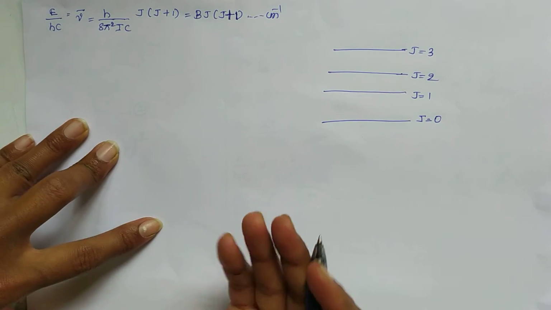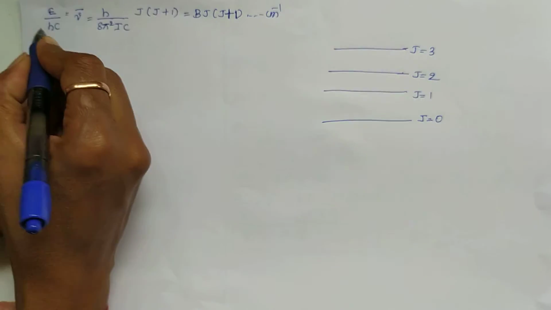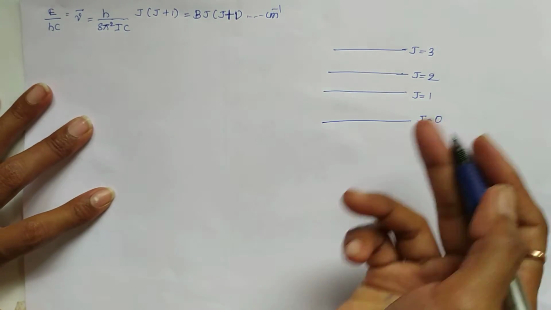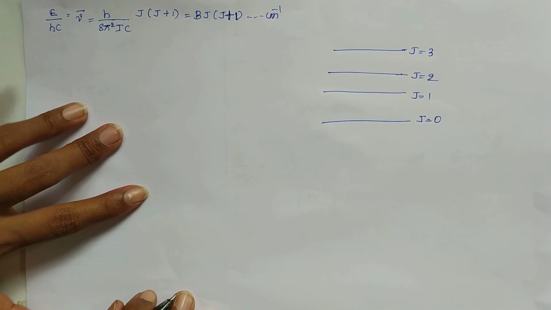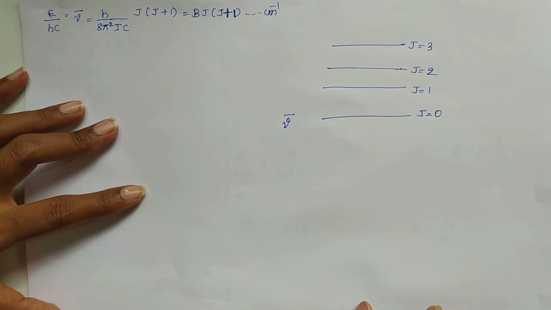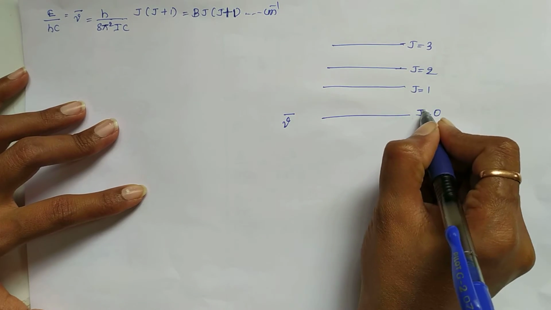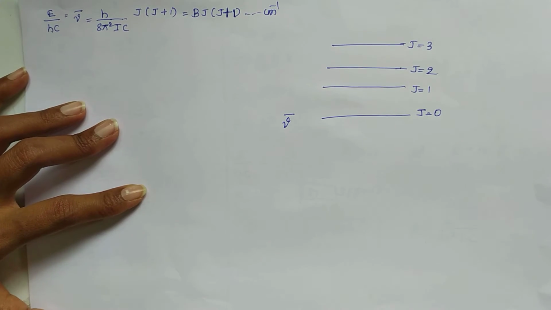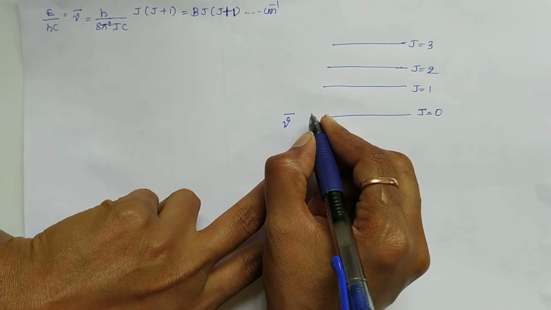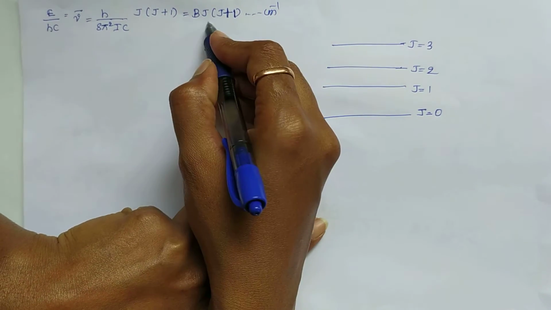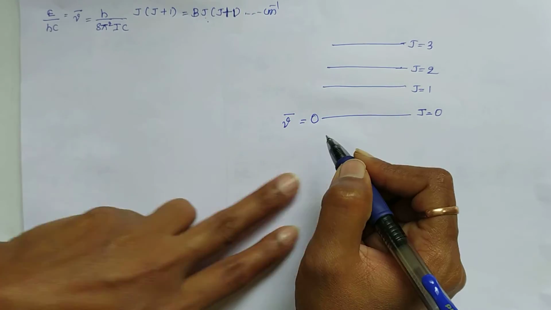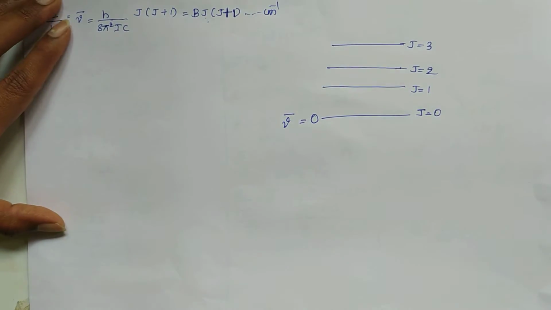It will rotate faster. So now, what will be the energy for different values of J? That I am going to show here. Here nu bar is the wave number. For the rotational quantum number J equal to 0, what will be the energy of this rotating diatomic molecule? If you substitute J equal to 0, all the terms become 0, and the value of nu bar is equal to 0.